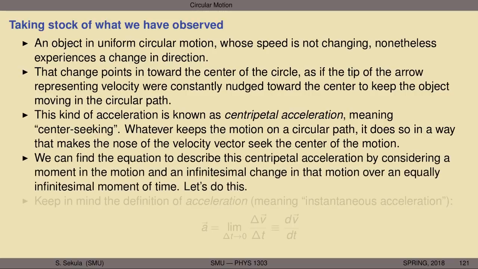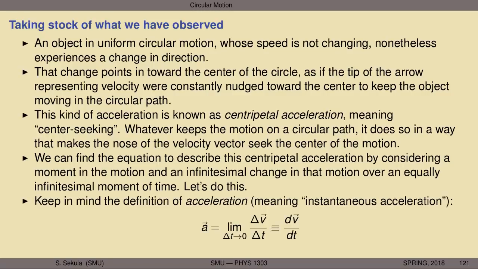And we can find the equation that describes centripetal acceleration by considering a very tiny moment in the motion of this circular path, and an infinitesimal change in that motion over an equally infinitesimal moment of time. You've heard this before. This is calculus. So we've got it all here. We've got space. We've got time. We've got speed. We've got velocity, with the speed, which is the magnitude, and the direction. So we've got vectors. And now we're going to employ the toolkit of calculus to come to a deeper mathematical understanding of what it means to move at a constant speed in a circular path.